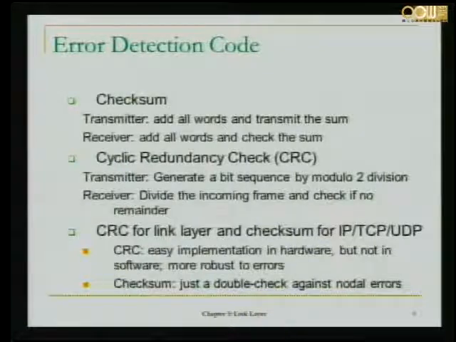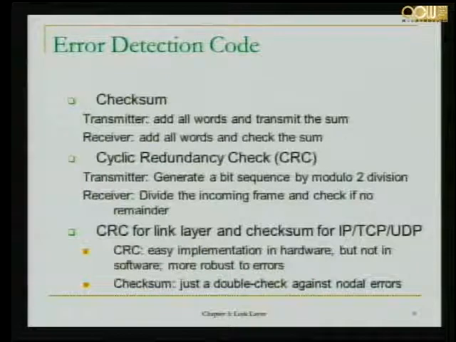Okay, that's checksum. And CRC is a little bit more complicated, in that it generates a sequence by modulo 2 division. It transmits the data frame, and at the end of the data frame, it appends the result of the modulo 2 division. At the receiver, it also does the division and checks whether the division gives a 0 remainder. If the remainder is 0, then the frame is correct. If it's not, then it's in error.